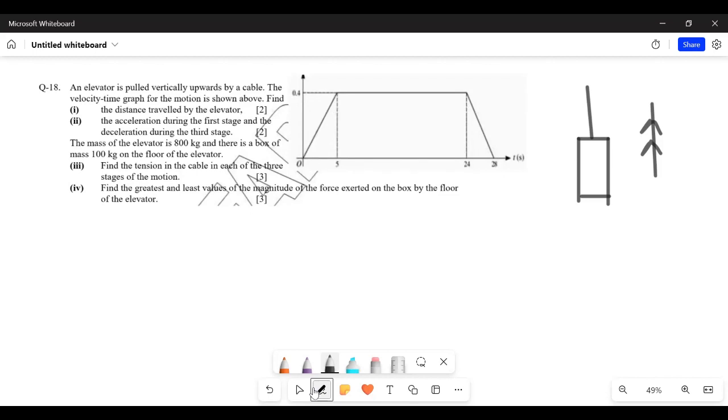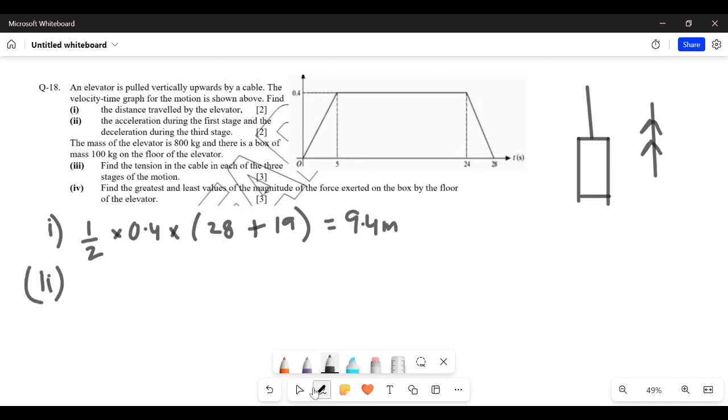Part one says find the distance traveled by the elevator. So this is just like O levels. Distance is the area under the graph. So half times height, which is 0.4, times sum of parallel sides. The lower parallel side is 28, the upper parallel side is 19. This is 19, 24 minus 5. Okay, so from here the distance comes out to be 9.4 meters. So in the first part, you just have to find the area under the graph.